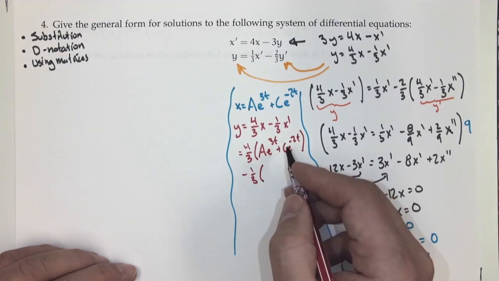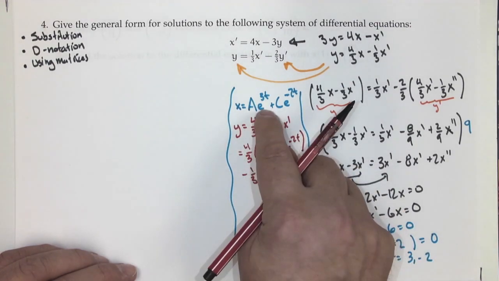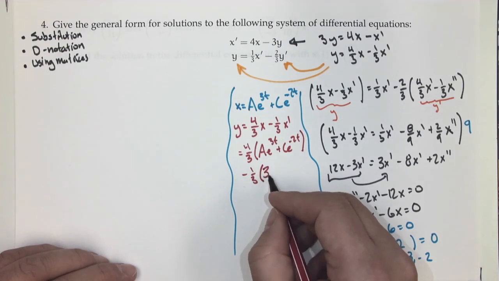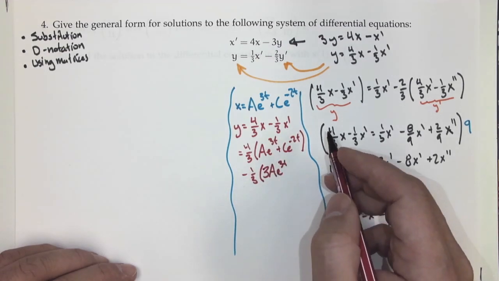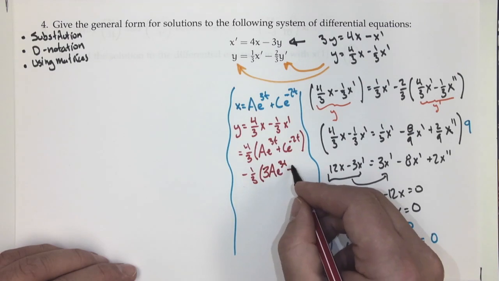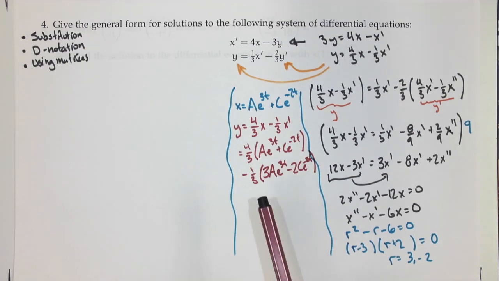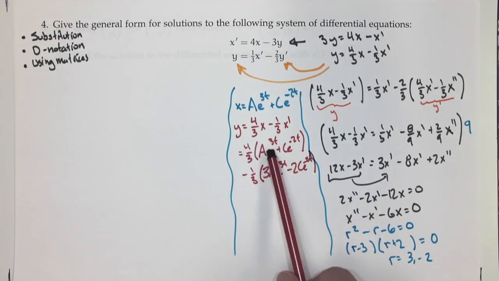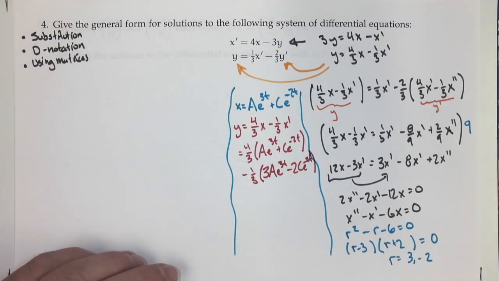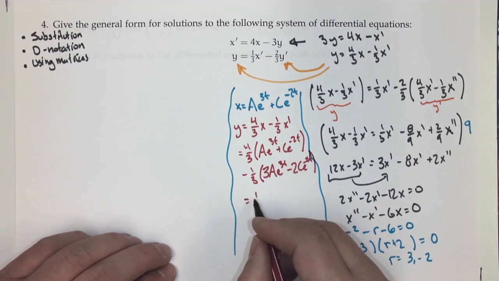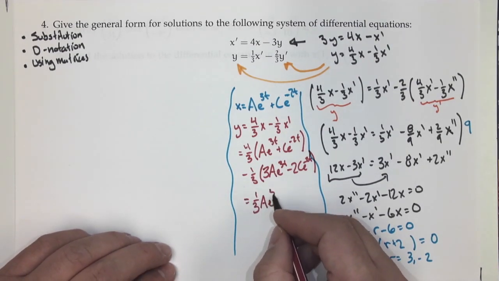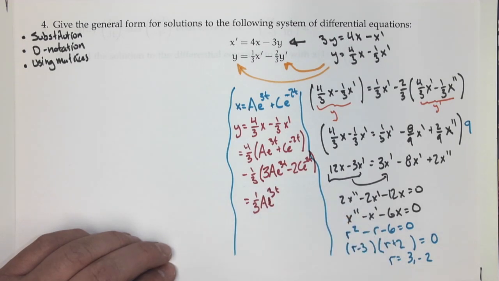minus 1/3. Then we take derivatives. So derivative of e to the 3t, the 3 comes down, 3A e to the 3t. And then here, the minus 2 comes down, so minus 2C e to the minus 2t. And so we have a 4/3 A e to the 3t, minus 3/3 A e to the 3t. If we put those together, we end up with a 1/3 A e to the 3t, because 4/3 minus 3/3.